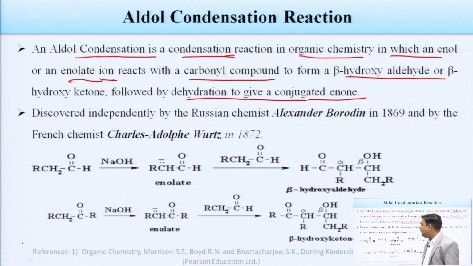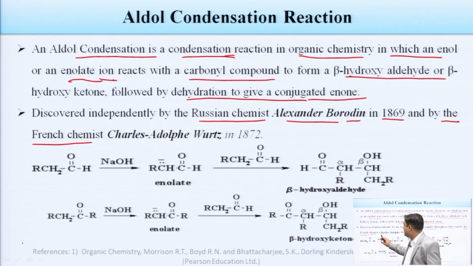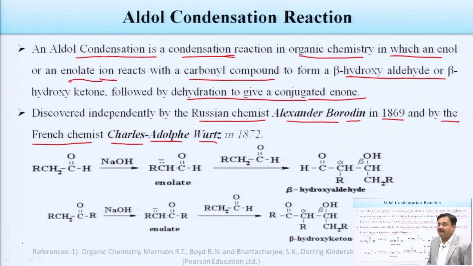The aldol condensation reaction was discovered separately by two scientists. One is the Russian chemist Alexander Borodin, who discovered this reaction in 1869, and after him the French chemist Charles Adolphe Wurtz discovered this reaction in 1872.